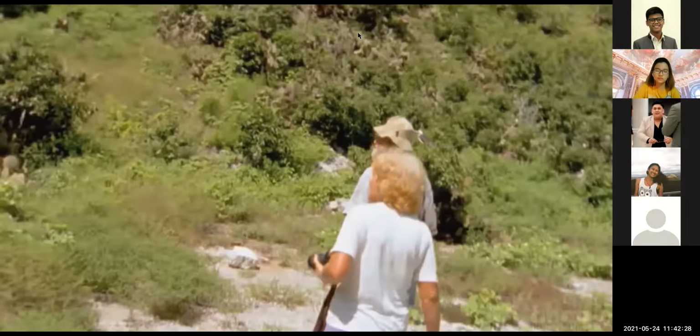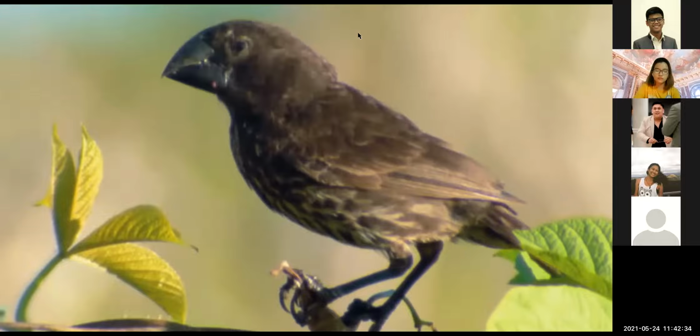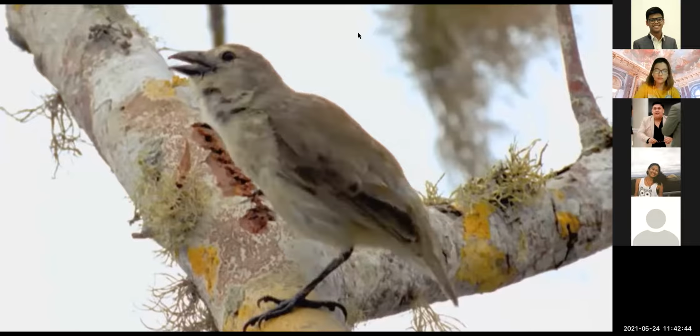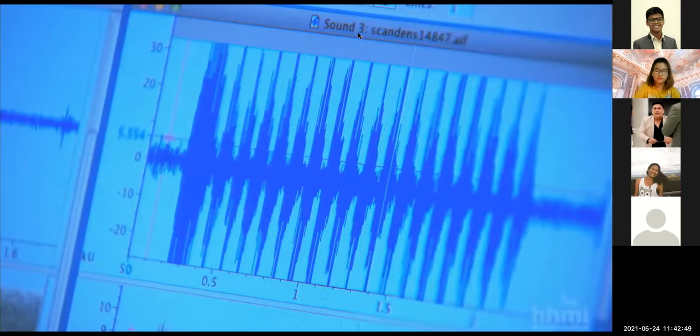So in the Galapagos, the Grants asked, what keeps different species of finches from mating? We were very conscious that on any given island, the different species sing very different songs. This is what a cactus finch sounds like. Whereas the medium ground finch sounds very much like this.